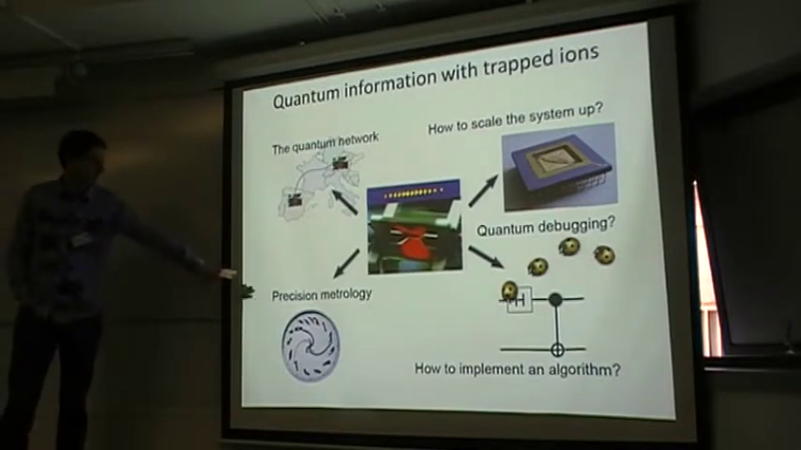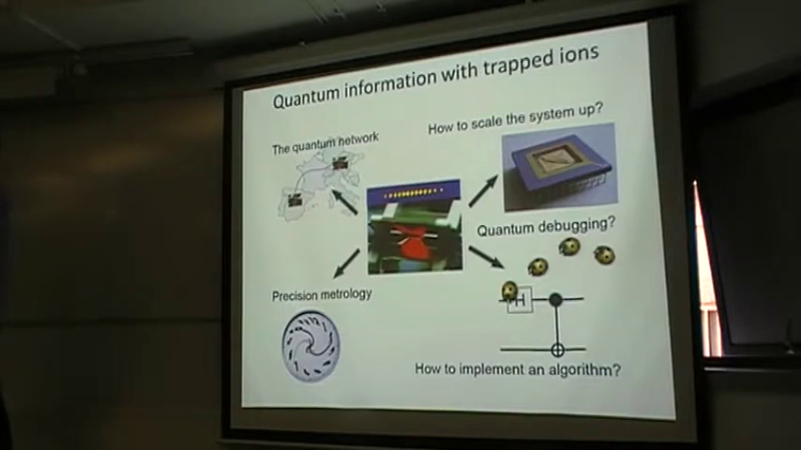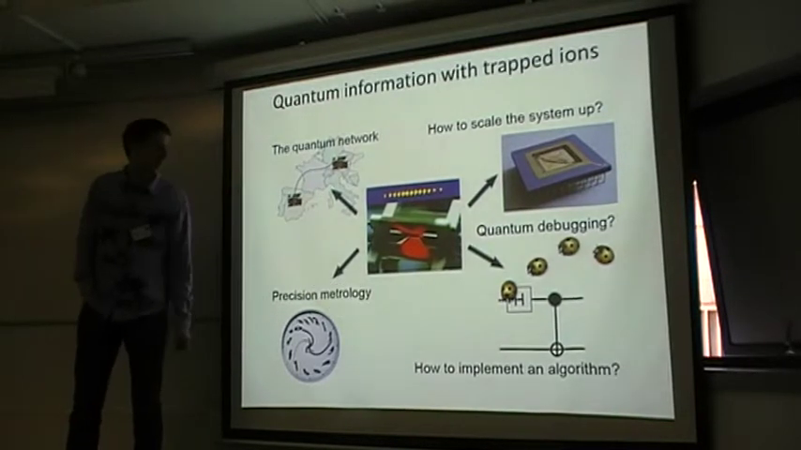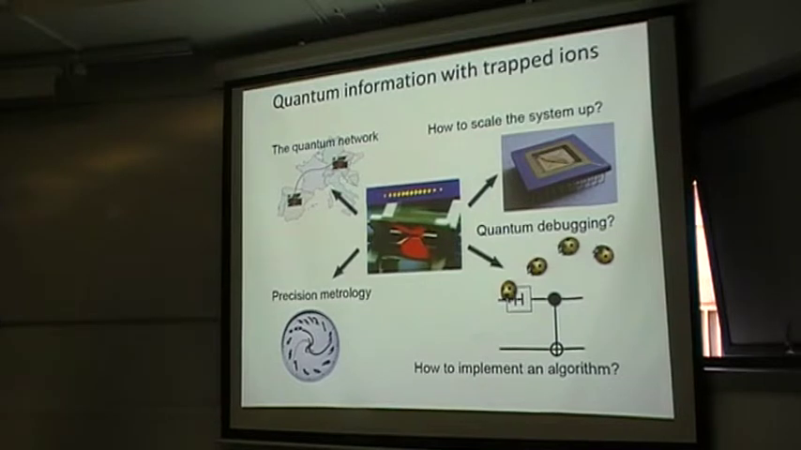Then there are, of course, directions using such trapped ions for precision metrology, so building atomic clocks, very, very precise atomic clocks. But I'm also not going to talk about that. What I'm actually going to talk about is rather the implementation of algorithms in such systems, like, for example, error correction and simulating open quantum systems.